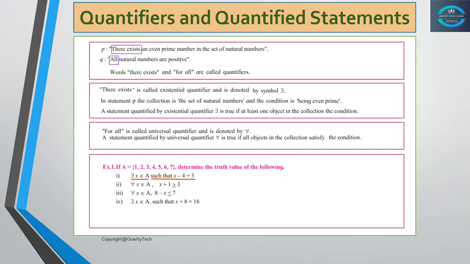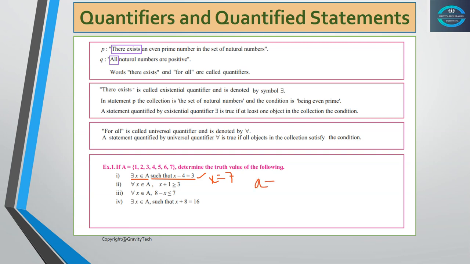2 minus 4 is -2, right. 3 minus 4 is -1, 4 minus 4 is 0, 5 minus 4 is 1, 6 minus 4 is 2, 7 minus 4 is 3. See now, if x is equal to 7, this becomes true, correct. So x is equal to 7 is the element which holds this. इसको आप solve भी कर सकते हो.